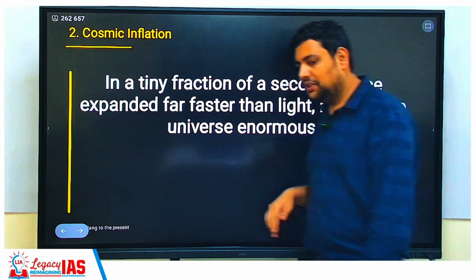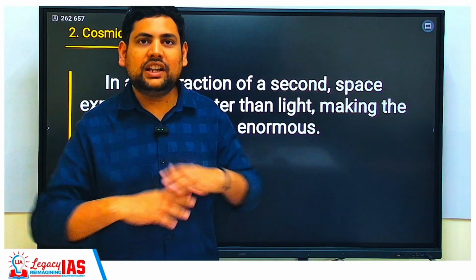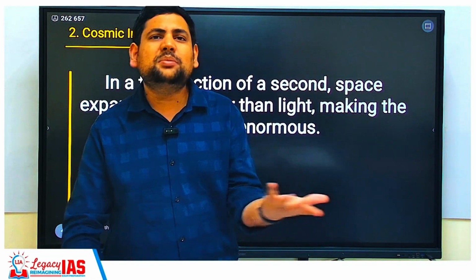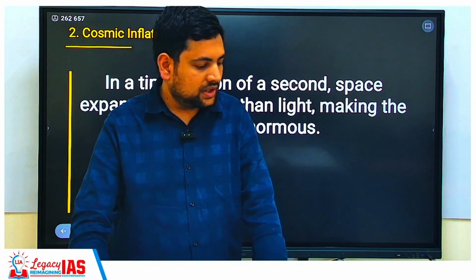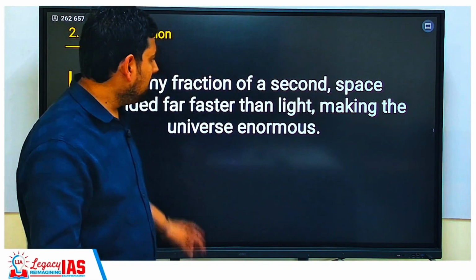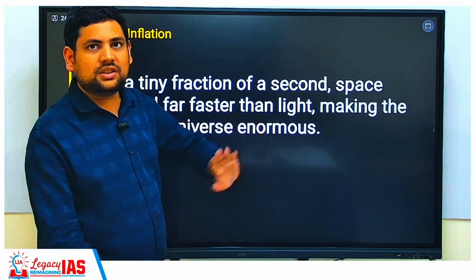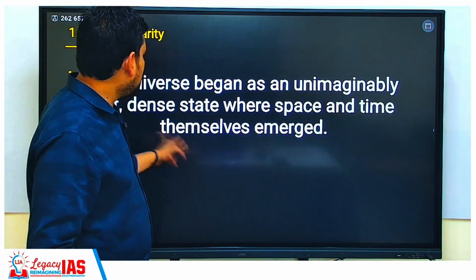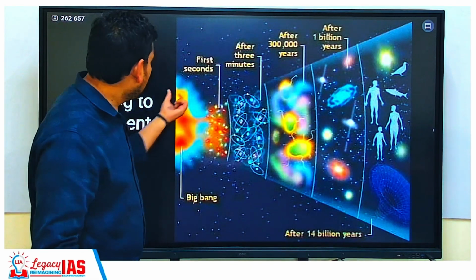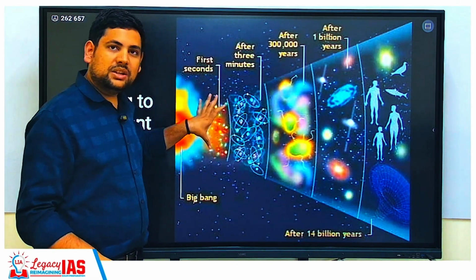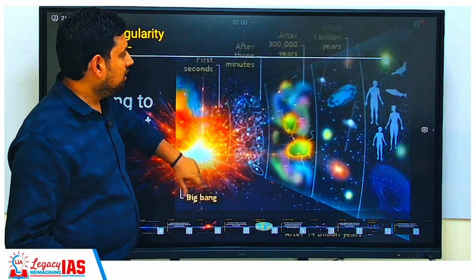That is why we cannot even define it using light. What is the speed of light? 3 into 10 to the power 8 meters per second, correct? So this was much quicker, much faster than light, making the universe enormous. Now, if you come back to this, can you see here, in just the first few seconds, it was able to form these many things.